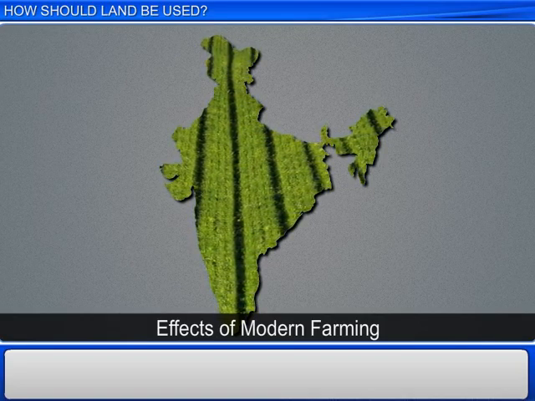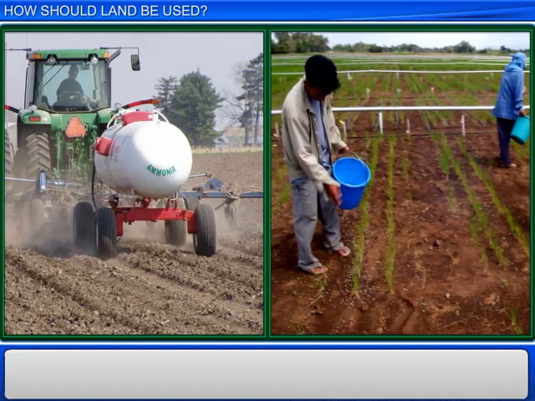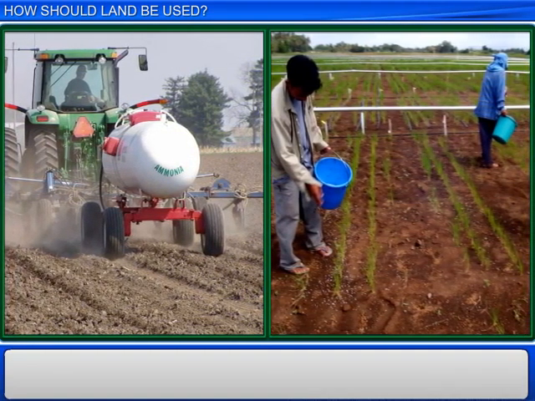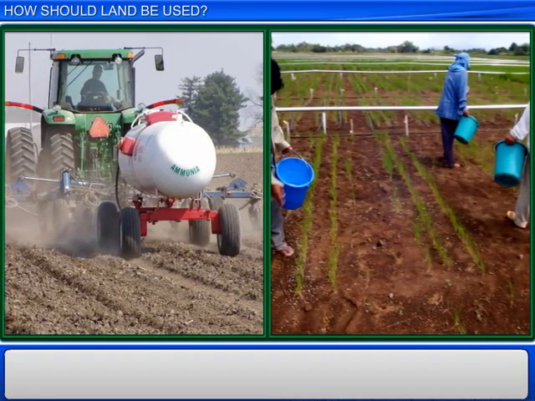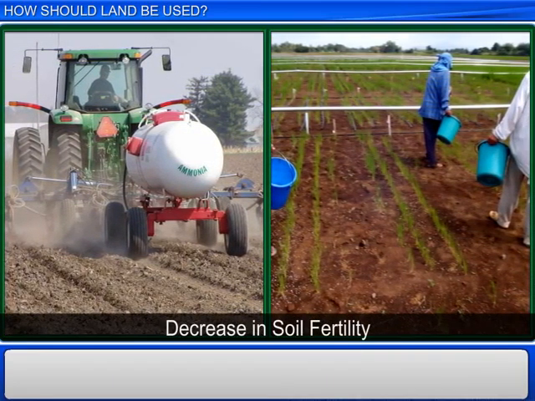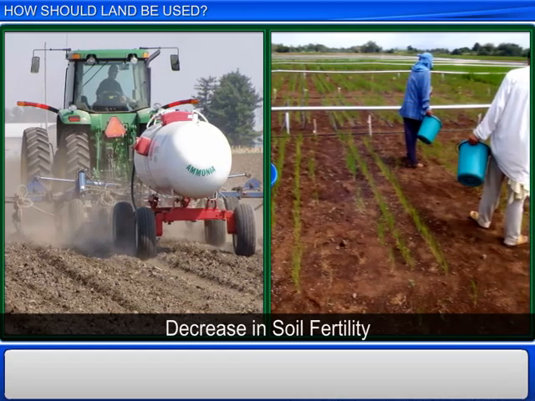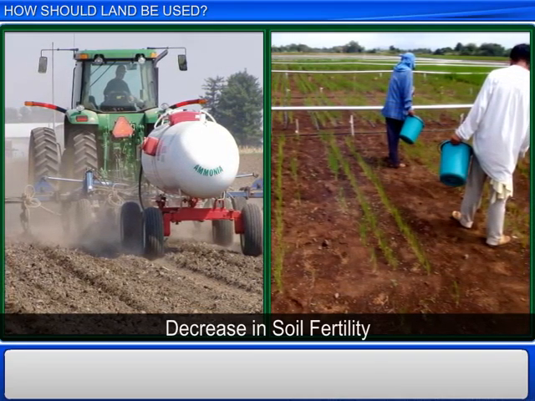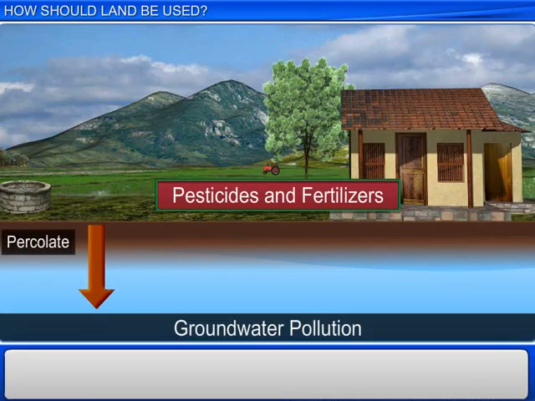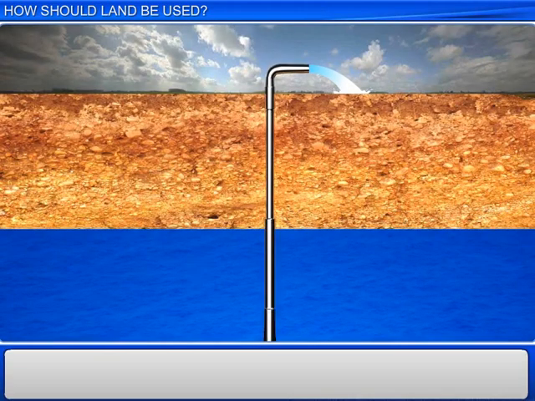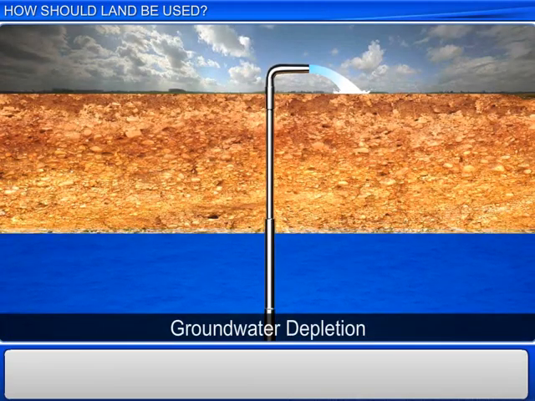Prolonged use of large quantities of chemical fertilizers and pesticides kills useful bacteria in the soil, leading to soil degradation and a decrease in the natural fertility of soil. Chemical fertilizers and pesticides percolate through the ground to pollute the precious groundwater resources. Excessive use of groundwater for irrigation through tube wells has reduced the water table in many areas.